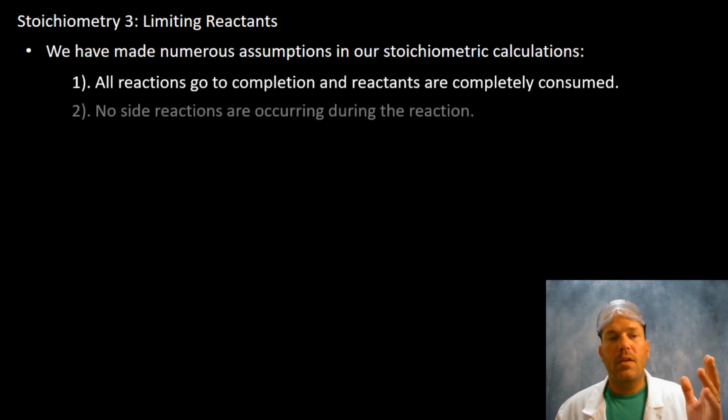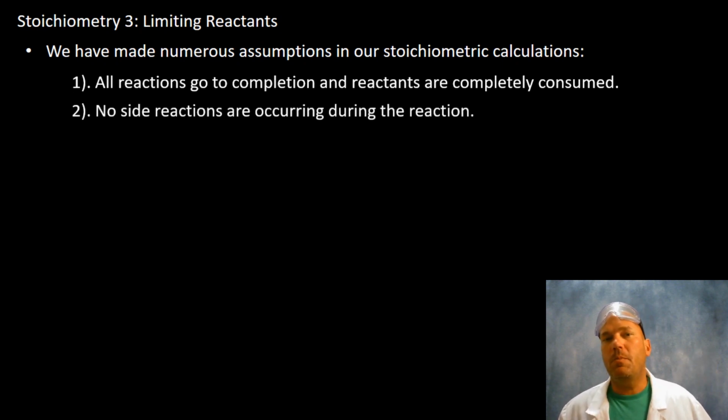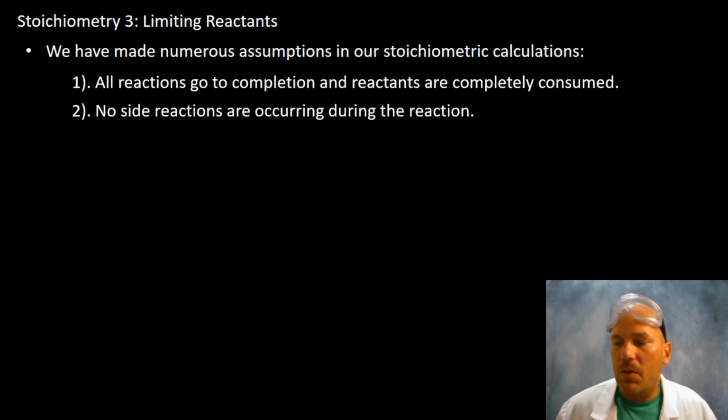All right. Also, we're assuming no side reactions are occurring during the reaction. So a side reaction or an alternate reaction is a reaction that occurs during the main reaction. Okay, it occurs to a lesser extent, but it does occur. And when it occurs, it leads to an overall decrease in the amount of product predicted through stoichiometry.